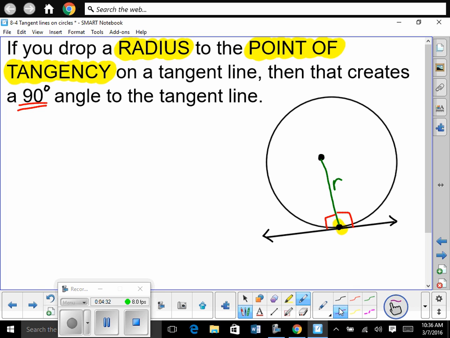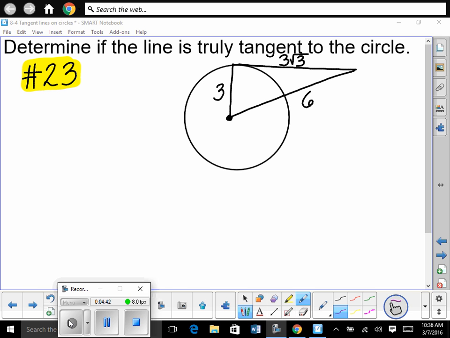And then we're going to be seeing things like this. Now, won't that just be a right triangle we're looking at? Yes. Okay. Questions on that? So does everybody have that rule written down? So number 23. Most of my examples, for the most part, are coming off your worksheet. So number 23, it says, determine if the line is truly tangent to the circle. So first of all, with these, we've got to determine which line are we talking?